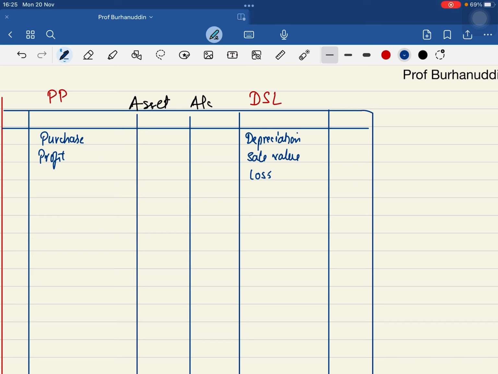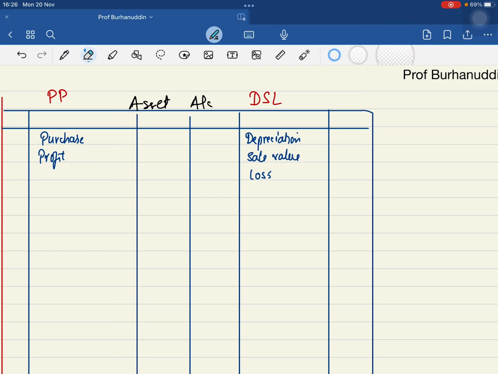Depreciation on the credit side, selling price on the credit side, loss on the credit side. Purchase on the debit side and profit on the debit side. DSL, PP. Depreciation का debit balance ही है. So in the depreciation account it will be shown on the debit side only, but in the asset account it will be shown on the credit side. Why? Because उसका value कम हो रहा है. One debit and the other has to be credit ना. Correct है?